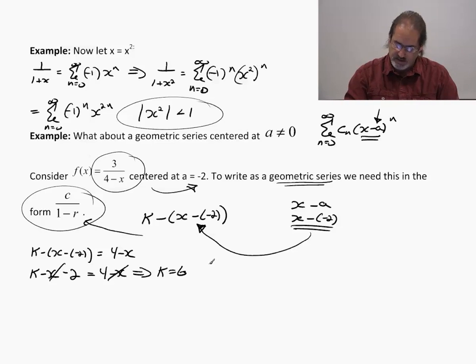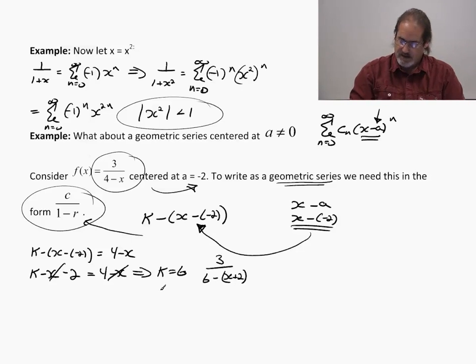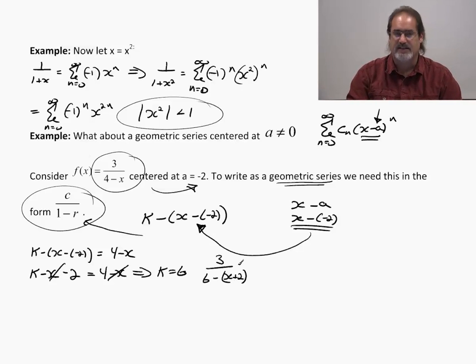Well, if k equals 6, then what I have is 3 over 6 minus (x plus 2). And obviously I need to keep those parens in there. The x plus 2, that's the x minus negative 2. I need to keep the parens. I don't want to simplify and combine like terms. I don't want to take that 6 and subtract 2 from it, because then that puts me right back to where I started from, and I haven't gained any ground. But I still need it in this form.